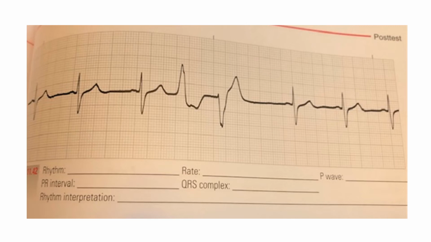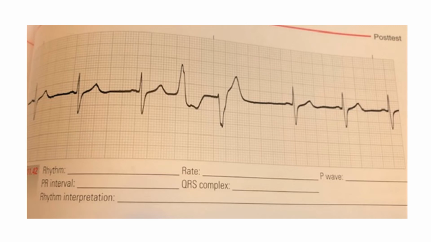In this rhythm, 11.42, the rhythm is regular, the basic rhythm, with a rate of 63. You do have P waves. Your PR interval for your normal sinus beats is 0.12 to 0.16. Your QRS is 0.08, except the PVCs are a little bit wider because they're coming from the ventricle, so it'd be 0.12 to 0.16. So this rhythm interpretation is sinus rhythm with multifocal PVCs.